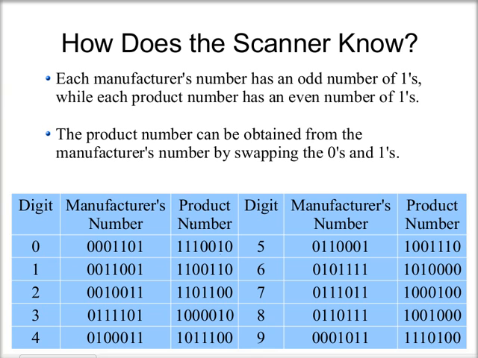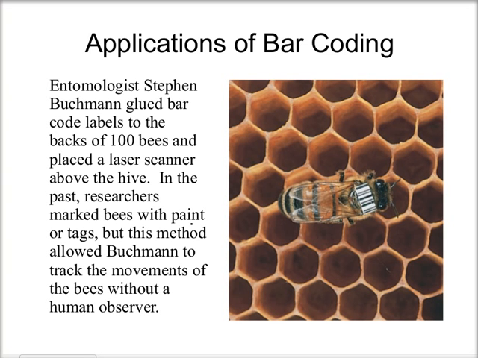Now let's look at a few fun applications of barcodes. So an interesting example is the entomologist Stephen Buckman glued barcode labels to the backs of 100 bees and placed a laser scanner above the hive of the bees. So in the past, researchers had marked bees with paint or tags to try and track their movements, but this method allowed Buckman to track their movements without a human observer. He just had the scanner above the hive.